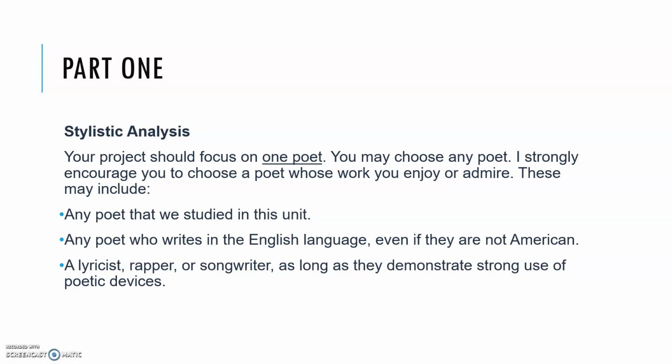This project is a two-part assignment. Part 1 is your stylistic analysis. This is taken right from the directions. You will select just one poet. I encourage you to pick someone that you enjoy, a poet that you've read before, someone we've read in this class. You can also select a musician if you like, as long as they use poetic devices, because obviously you need to meet all of the requirements for this assignment. So pick someone that you have an interest in. It'll make the assignment more enjoyable.